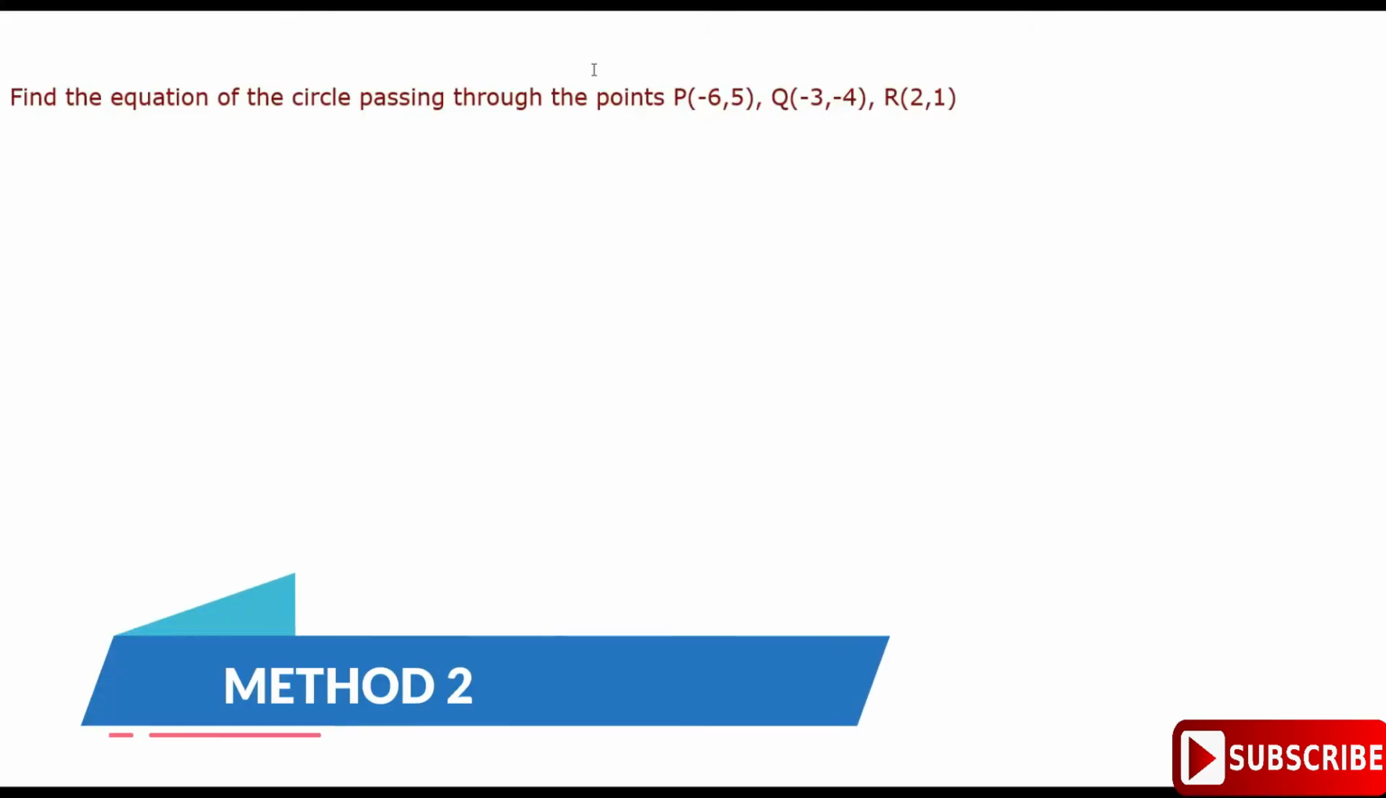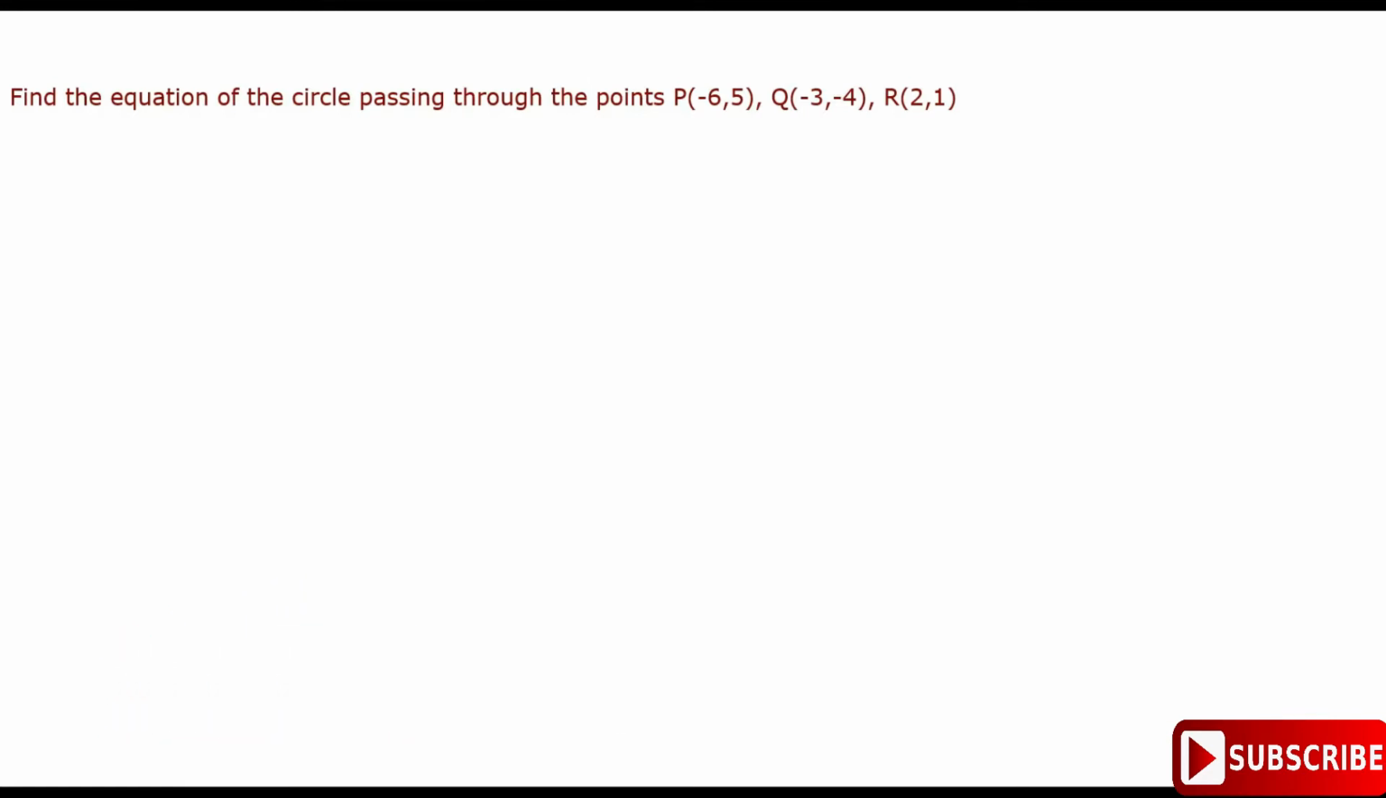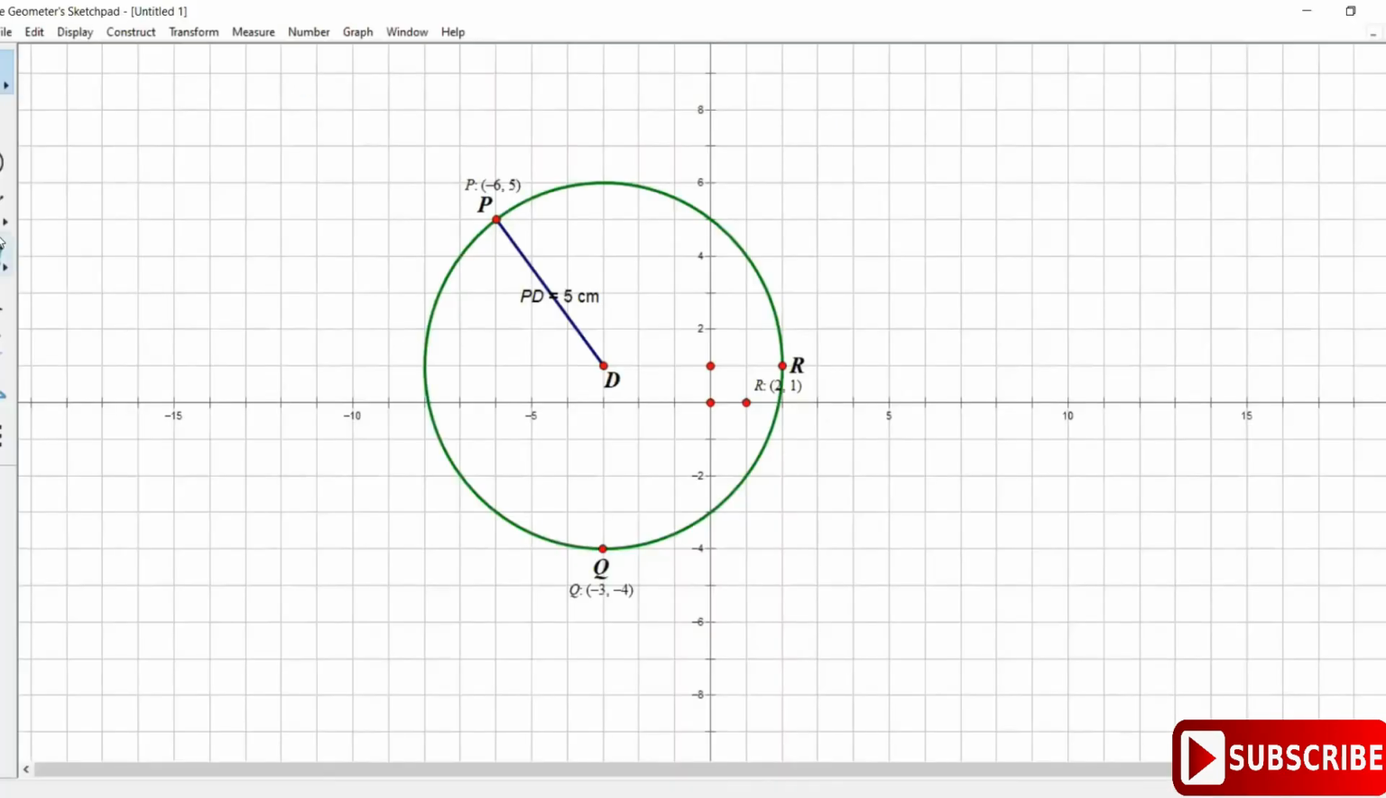Circle. We're going to do it another method. Method 2 is using the bisector method. Now, this is the circle that we find. The bisector method is saying that if you were to find the equation of the line PQ and find the perpendicular bisector of PQ, it would pass through the center.